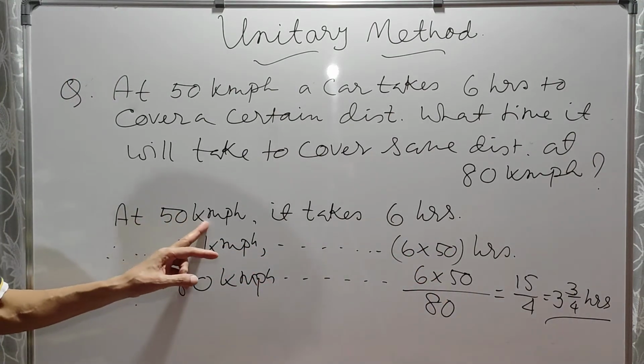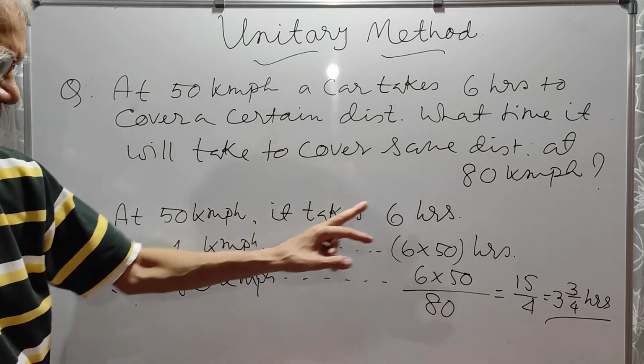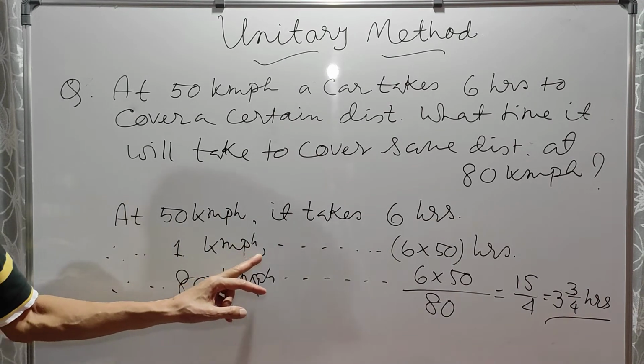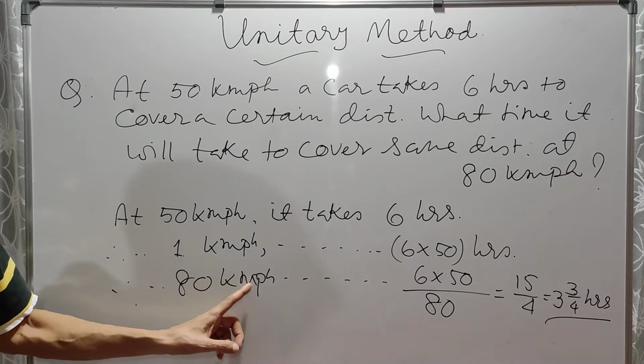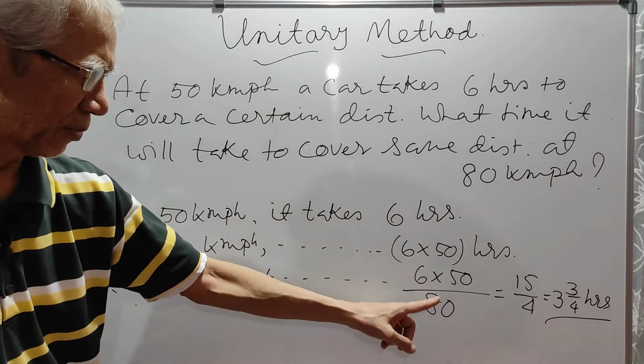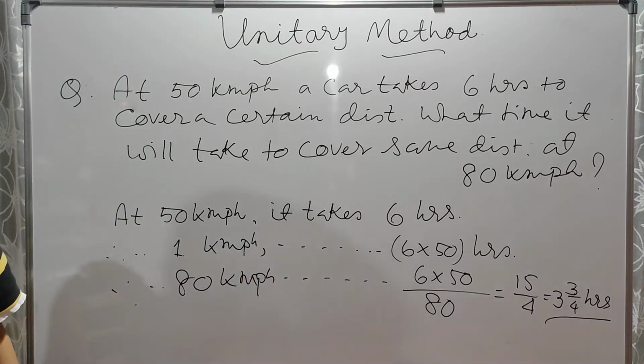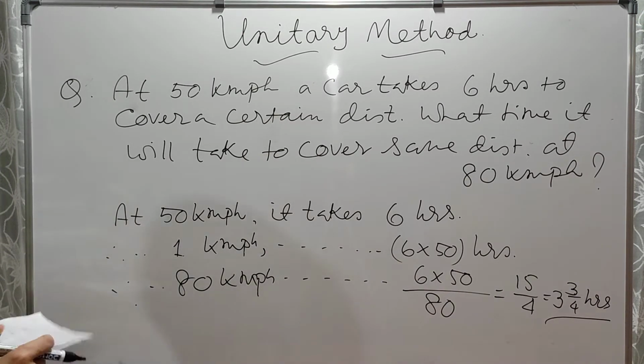So at 50 kilometer per hour speed, it takes 6 hours. At 1 kilometer per hour speed, it will take much more time. So 6 into 50, multiply. At 80 kilometer per hour, now it will take less time. Okay, this is the thing. Okay, now another.